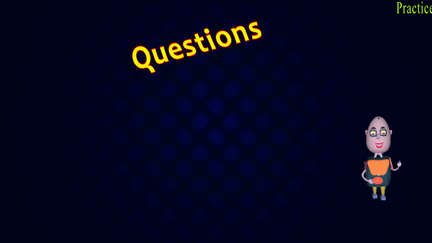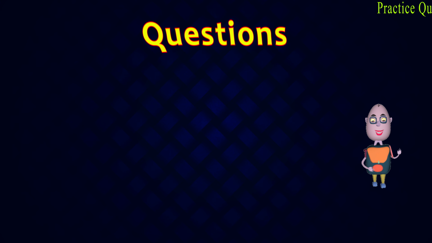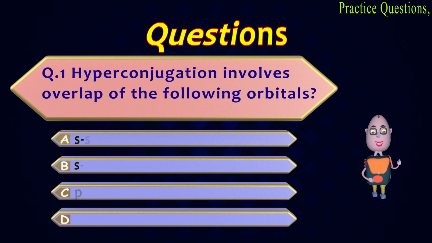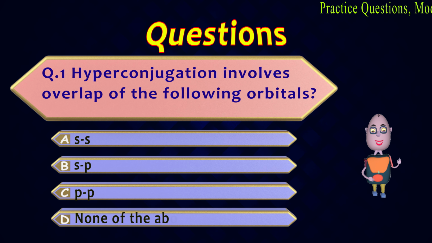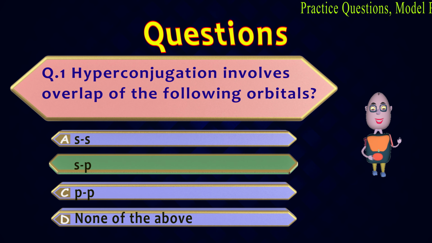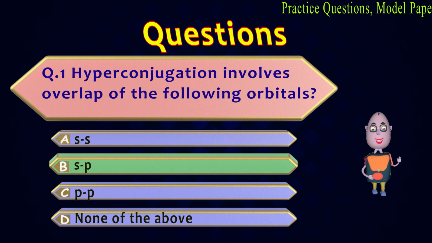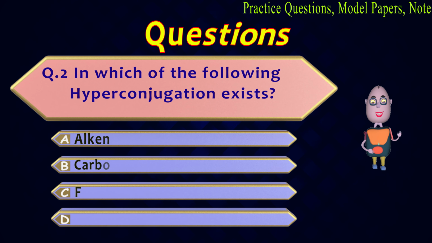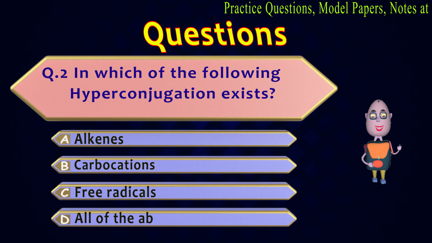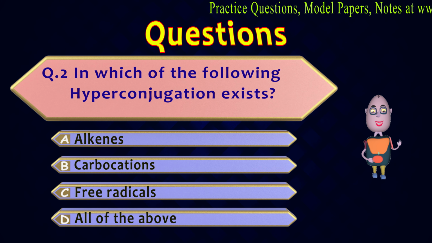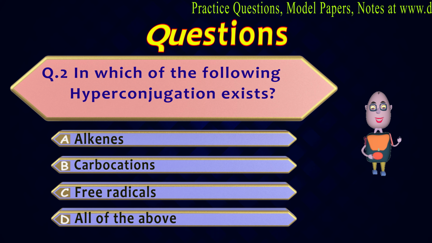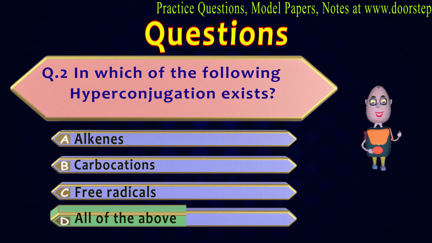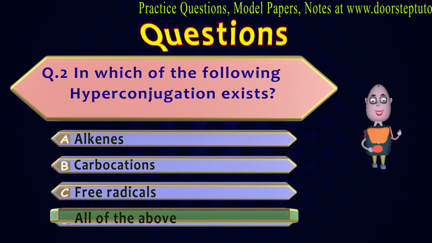Now let us talk about the objective questions related to this topic. First question: hyperconjugation involves overlap of the following orbitals. The sp orbital is the right answer, which we have just seen. Second question: in which of the following does hyperconjugation exist? Alkene, carbocation, free radical, we have studied about them, and all these show hyperconjugation. So answer D, all of the above, is the right answer.